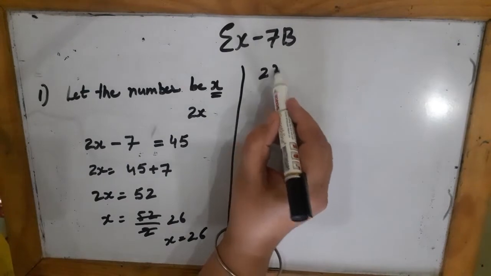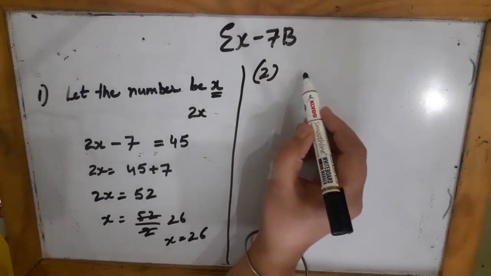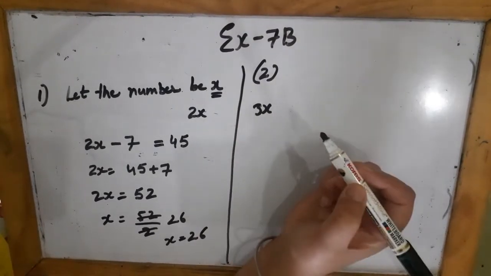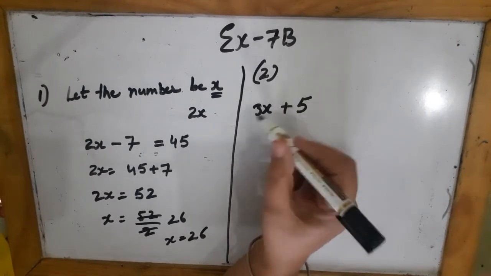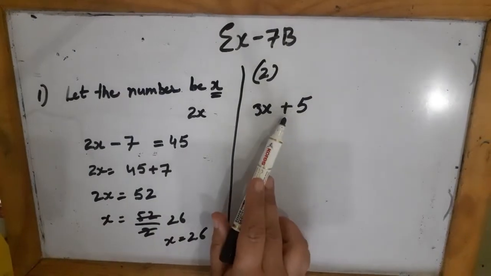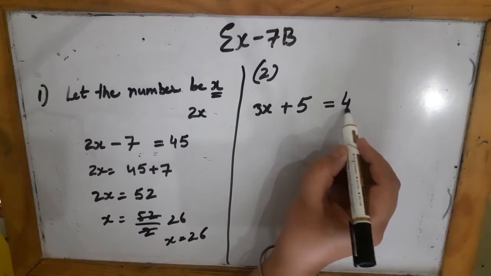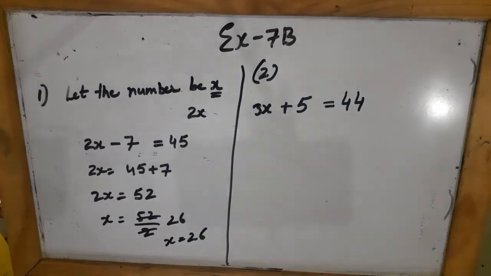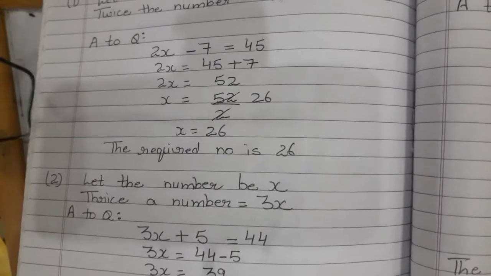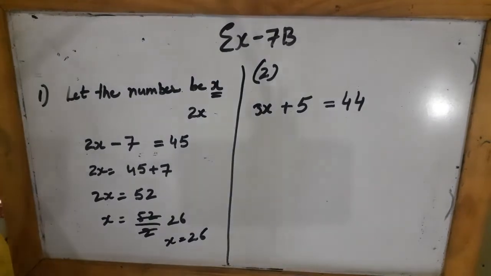Now look at the second one. They are saying thrice a number. If twice a number is 2x, what will be thrice a number? It will be 3x, when increased by 5. Here it was decreased so I subtracted; here it is increased so I will add. When increased by 5 gives 44. So this becomes my equation, and you have to solve it. Children, I have already given you solved equations like this.